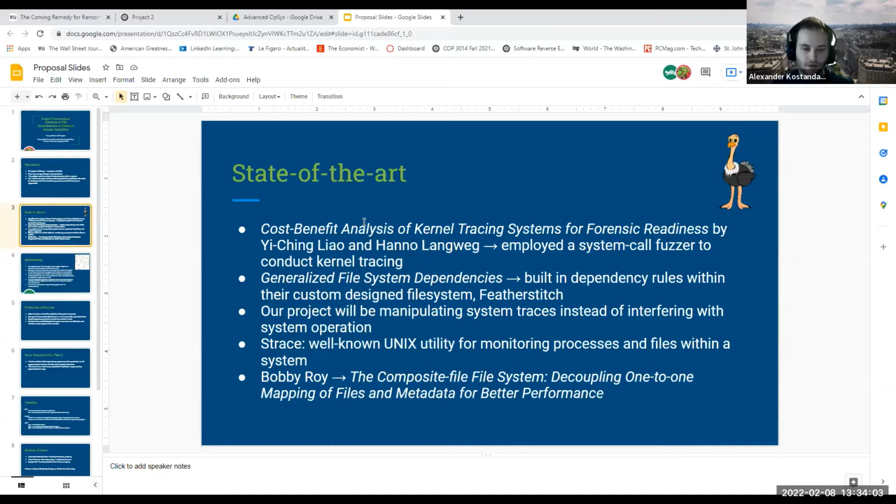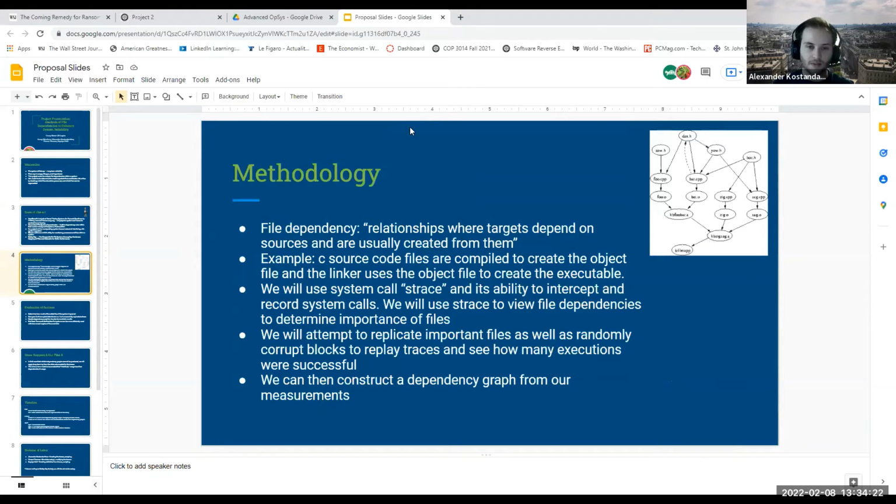We're planning to use tools like strace and debugfs for this project. We did reach out to Bobby Roy, who works here in computer science at Florida State, for help, and we're currently waiting for him to get back to us with help with some more tools. So I guess Vincent, go ahead and take on the methodology.